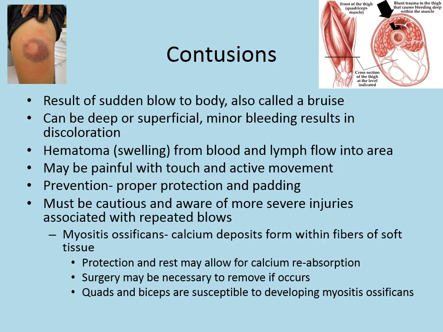Another injury that is important to talk about are contusions. Contusions are a result of a sudden blow to the body. We also call them a bruise. They can happen to soft tissue like skin or muscles, but they can also happen to bones on occasion as well. Contusions can be deep or superficial, but no matter how bad it is, you'll get some minor bleeding that will result in discoloration.